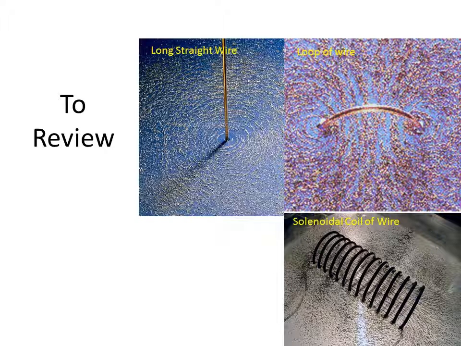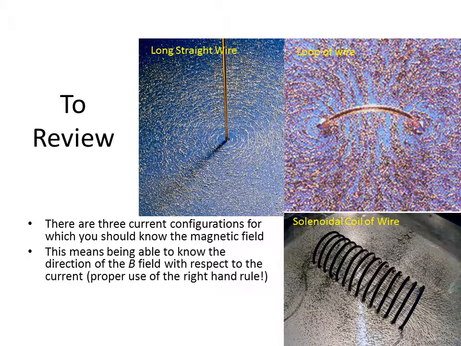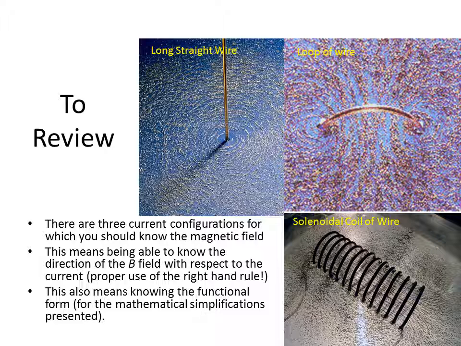To review, we show the patterns given by our 3 different simple cases. Shown, there's a long straight wire and there are iron filings mapping out the fields. You can see the radial symmetry there. You can see the loop of wire, which has the dipole field, and there's a solenoid, a coil of wire. You can see that the lines are very straight in the center, and then you see the dipole pattern coming out the ends. So there are three current configurations for which you should know what the magnetic field looks like. This means being able to know the direction of the B field with respect to the current, proper use of the right-hand rule, and it also means you should know the functional form for these three simple cases.